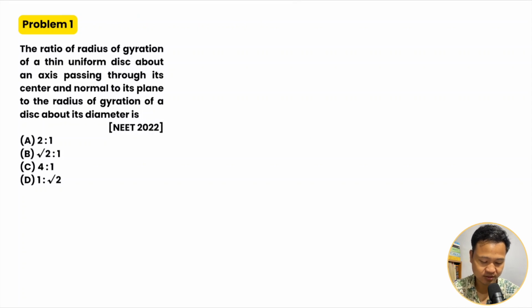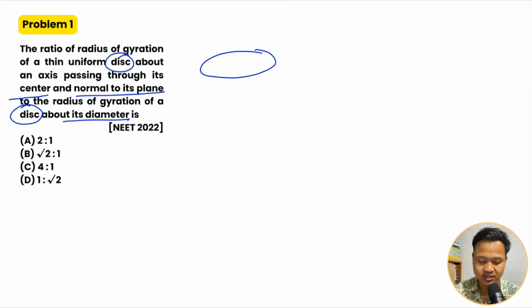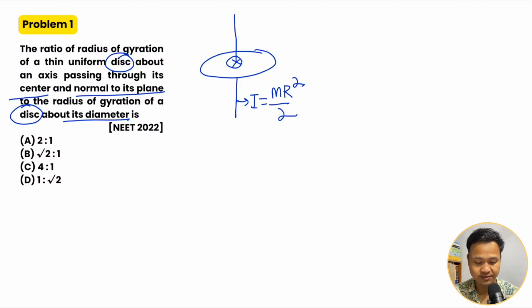The radius of gyration of a thin uniform disk about an axis passing through its center and normal to the plane, to the radius of gyration of a disk about its diameter. Tell the ratio. The moment of inertia of a disk about its axis you have to learn by heart, so you have to remember those things. This disk about this axis, okay? About this axis. So here what is I? I is m r square divided by 2 for the disk.